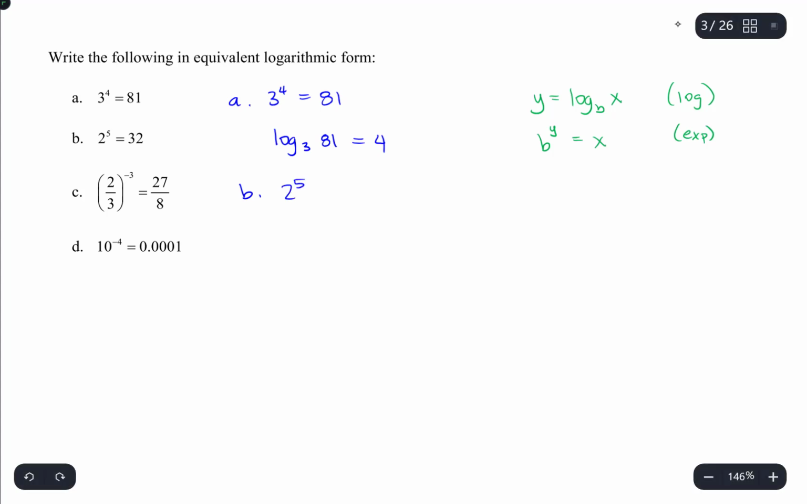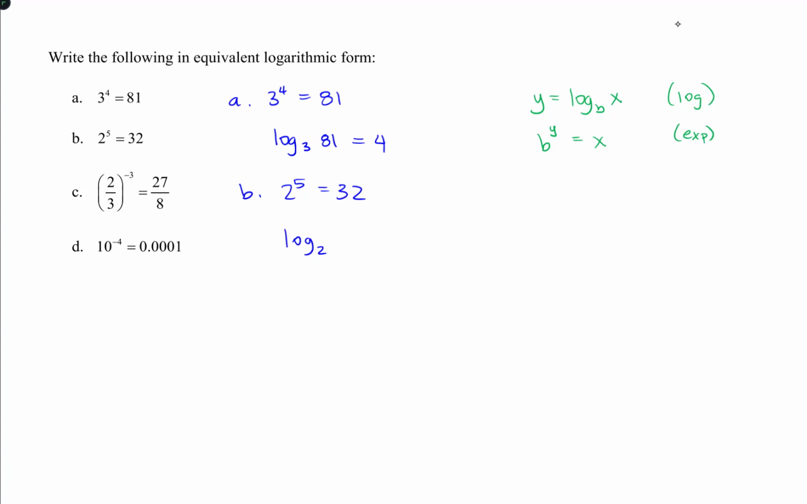Next we have 2 to the 5th equals 32. And again, the easiest thing to identify is the base of the logarithm. So we'll just write log base 2 to get us started. And the result of a logarithm is an exponent. So the exponent of 5 goes on the other side of the equals, and then the argument is the remaining value, the 32.